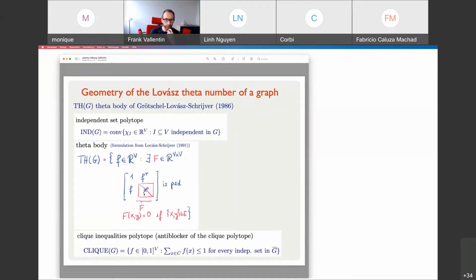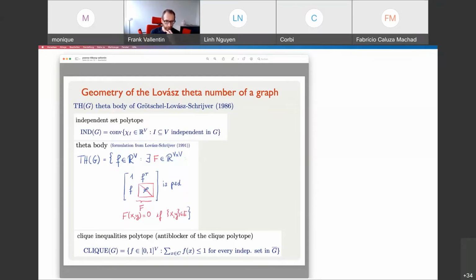And then there's another polytope, a polytope given by the clique inequalities. So that's the clique inequalities polytope, or in combinatorial optimization language, it's the anti-blocker of the clique polytope, which we call Clique here, which is a bit unfortunate because the clique polytope should also be called Clique. But okay, the clique polytope doesn't come up in our research here. So I hope that it doesn't confuse too much if we call the clique inequalities polytope also by Clique.